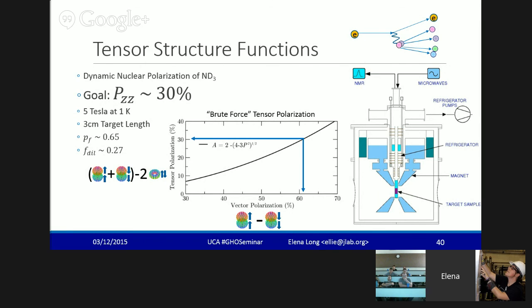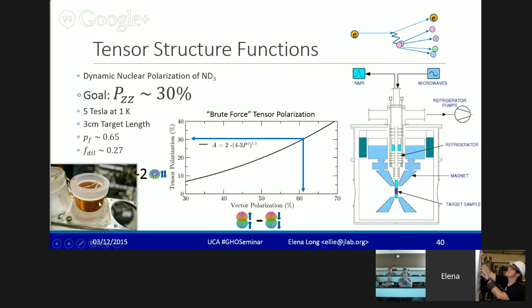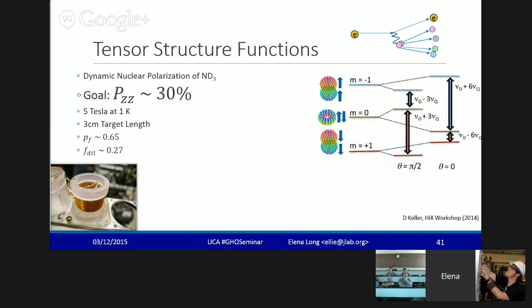So brute force isn't going to work; we're going to hit this as hard as we can, but we're not expecting that to hit our 30%. So we add an extra coil around it so that we can introduce a radio frequency field and really start playing with these interactions. This is looking at the different substates for our plus one and minus one peanut shapes and our m equals 0 donut shape.